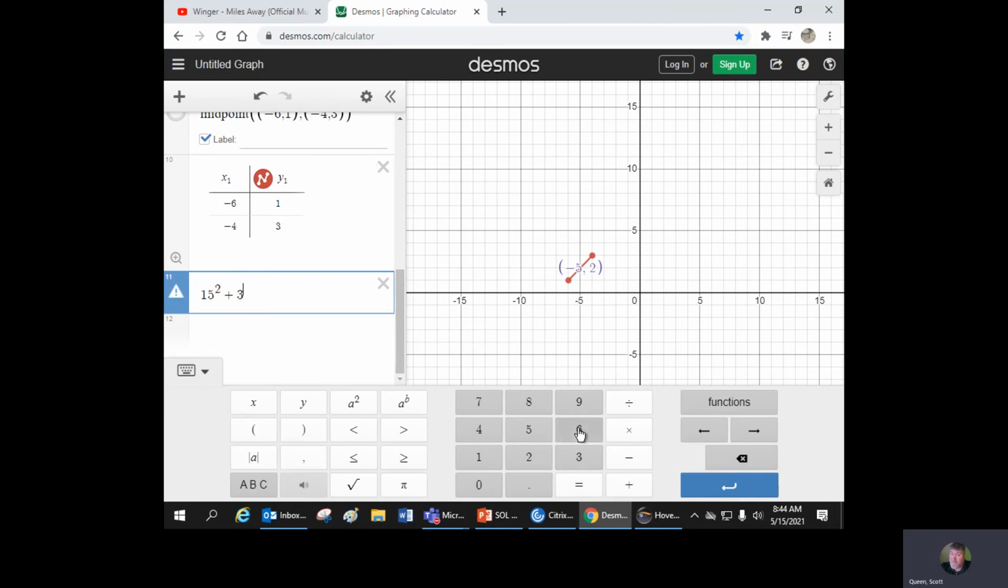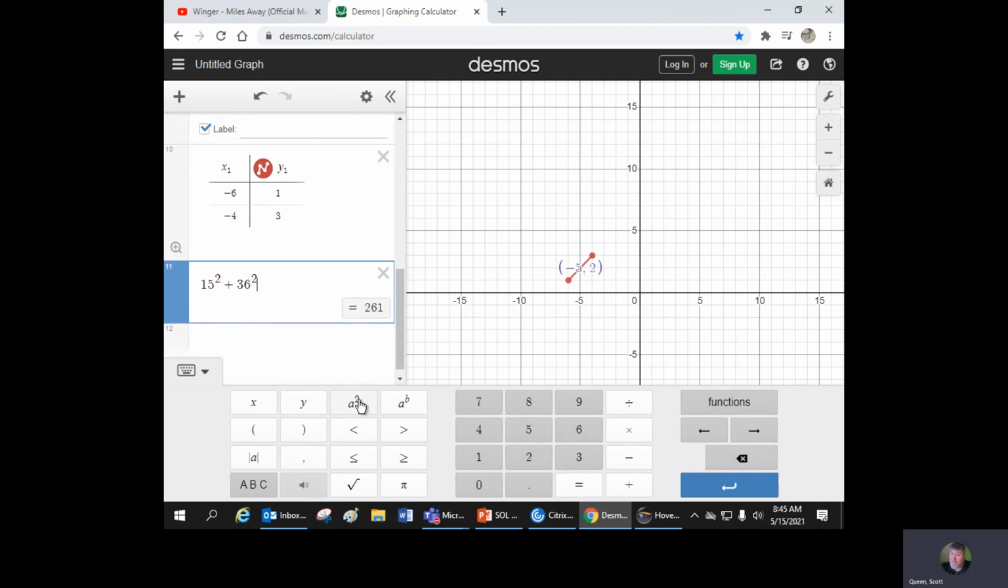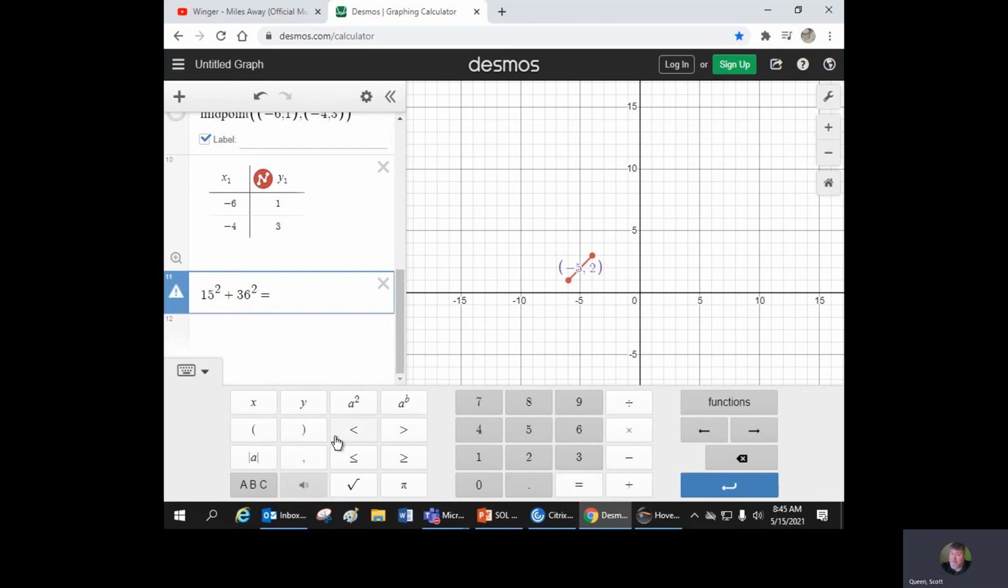Sometimes I hit a button wrong. Go again. There we go. 36 squared, come back down, equals X. Now, I'm not using that C because C is not on here. I could put it on here, but it's just easier to use X. So 15 squared plus 36 squared equals X squared.